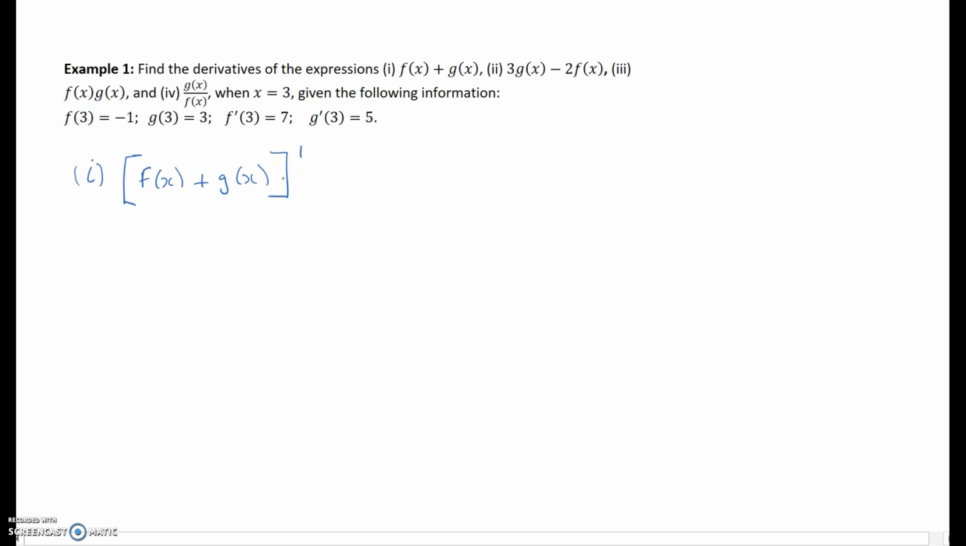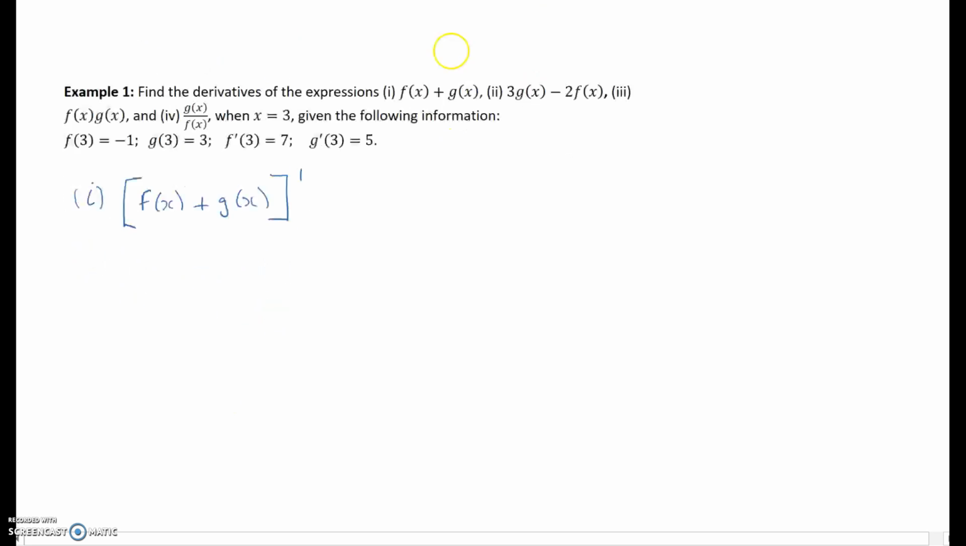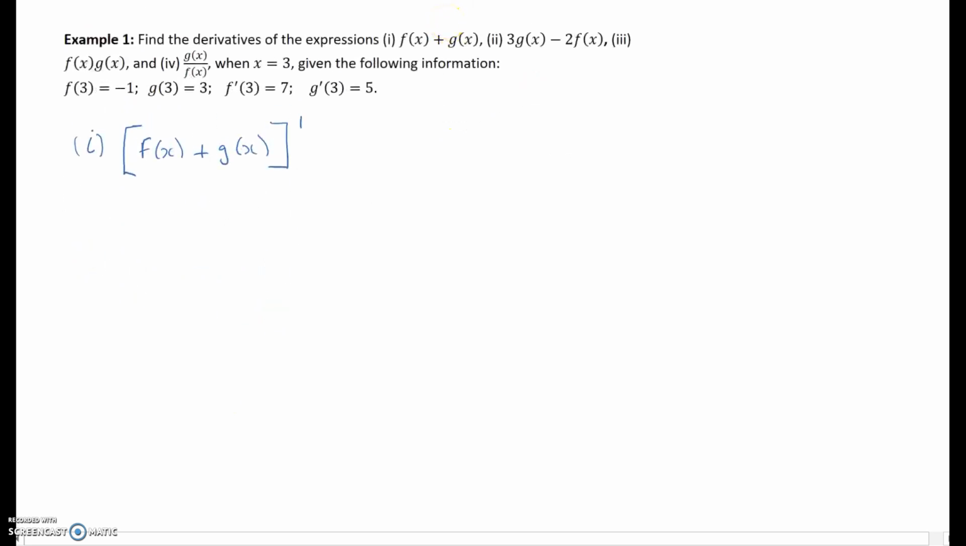So this is what we're doing. And because we're just adding, oh, where's it gone to? Let me see if I can get that back for you. Sorry about that. Because we're just adding, we can get the derivative of each part separately, individually. So it's going to be f prime of x plus g prime of x. Now we want to do this when x is equal to 3.